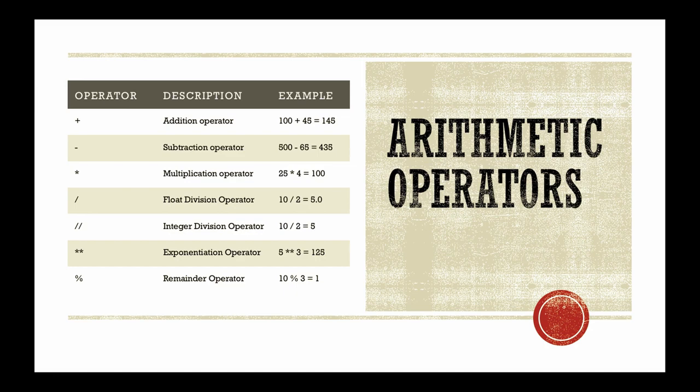We then have the exponent operator. We use a double asterisk to denote a to the power of b. And last, we have the remainder operator. This is denoted by a single percent symbol. What this does is that it divides a and b and takes the remainder of that value and returns it. It's very important to keep practicing these arithmetic operators because they are very fundamental to your coding knowledge.